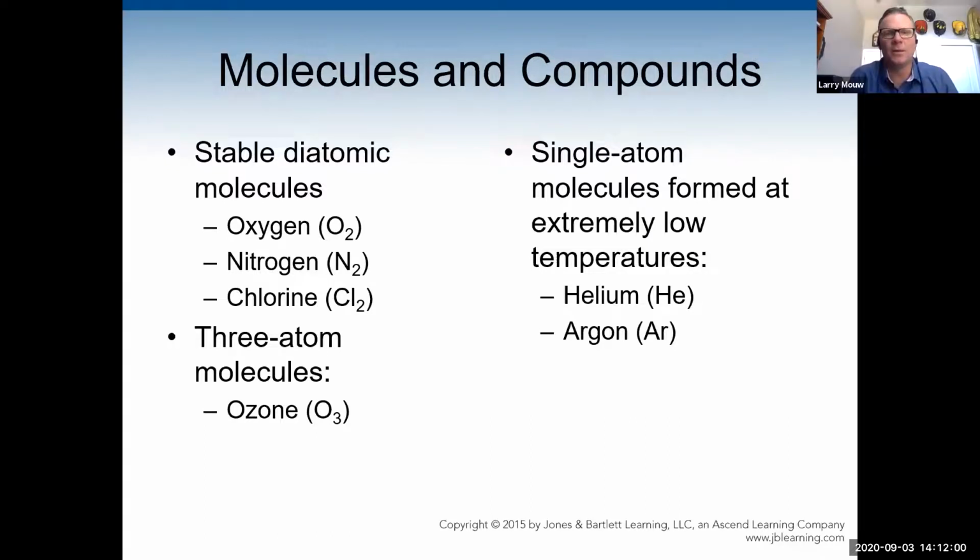I'm sorry, I was incorrect with the hydrogen being diatomic, but some of the stable diatomic molecules include oxygen, nitrogen, and chlorine. But we look at if we have oxygen and it's stable and it's two oxygen atoms combined together, they're happy. If we add a third oxygen, it creates ozone, which is a completely different substance. Some single atom molecules formed at low pressures include helium and argon.